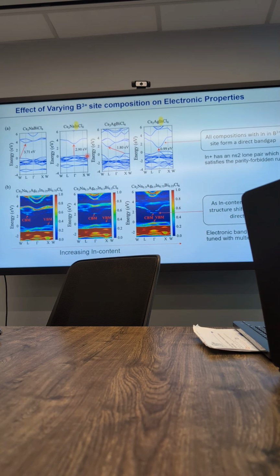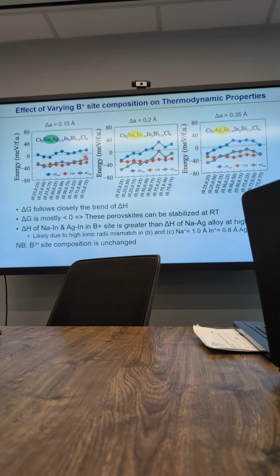So here, what they did was the effect of varying the B3 plus site. So for the last one, they added it in the B plus site. If that doesn't have anything to do with the band gap and they're energetically less favorable, why choose indium for the B plus site? Well, for that specific one, I don't know. But maybe they just wanted to mix things, I don't know.